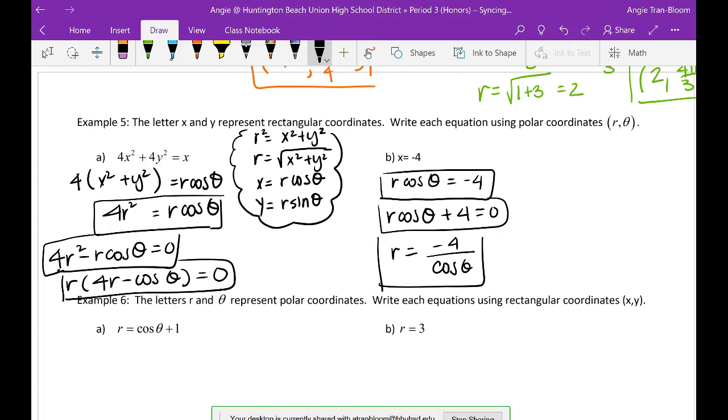That's an egg roll. Egg roll? Because it's a wrap.